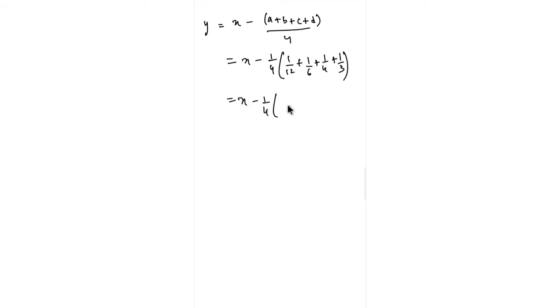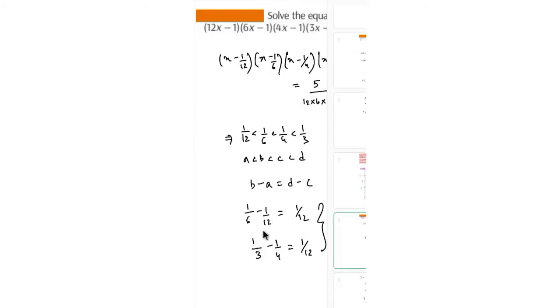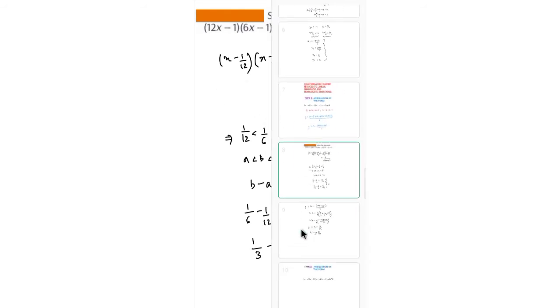You can just take the things common, with 12 as the LCM. So 1 plus 2 plus 3 plus 4, so 4 plus 3 plus 2 plus 1, which is 10. So y is equal to x minus 5 by 24. This is what you want to get. So x is equal to y plus 5 by 24, isn't it? We need to substitute the x because we have the equation in x. We have an equation in x, so we need to substitute this value that we have got.